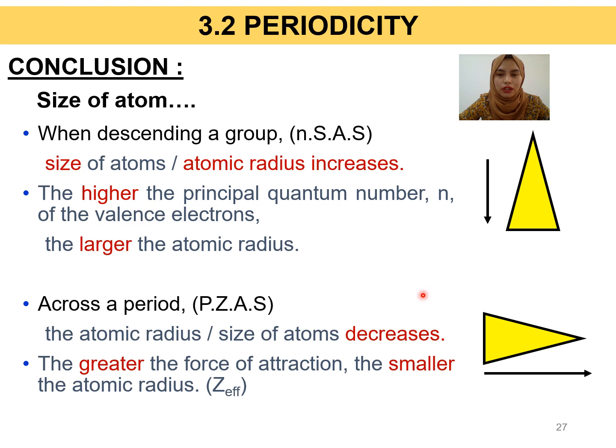But across the period, the size becomes smaller. Why? Remember PIZAS. What is PIZAS? When going across the period, it is the proton number, not the number of shells, that increases. Proton number increases. Therefore, the effective nuclear charge increases. When the effective nuclear charge increases, the attraction between the nucleus and the outermost shell will increase. That's why across a period, the size of the atom is small.